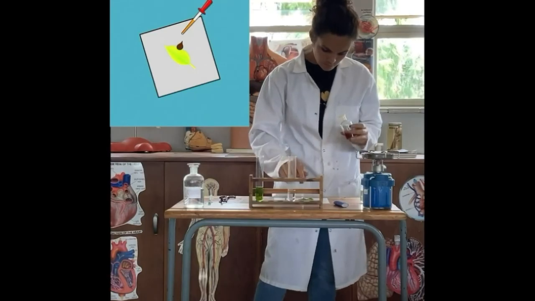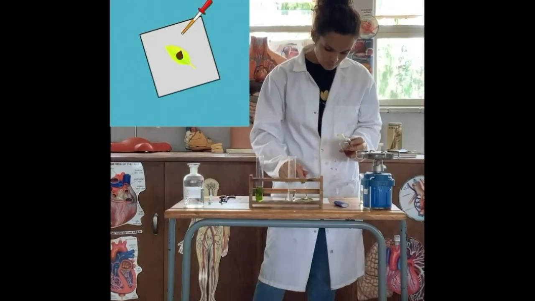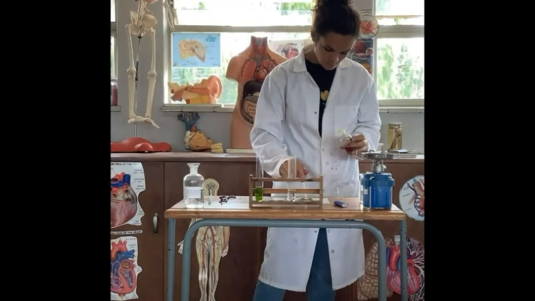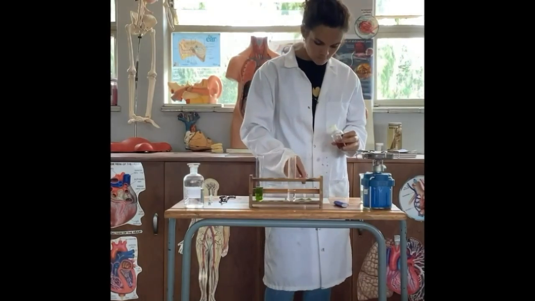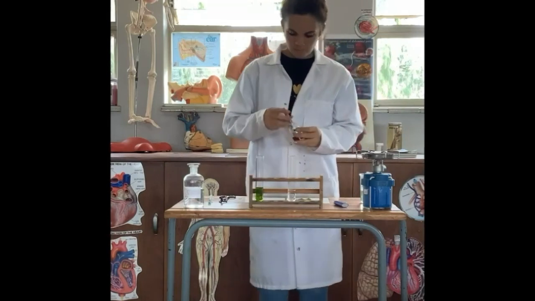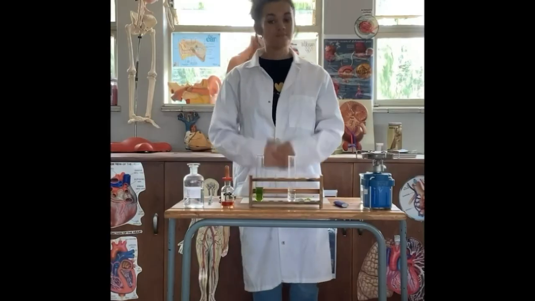If I add the iodine solution to the leaf in the cupboard, you will notice that there's no color change, and the leaf actually takes up the color of the iodine solution, which is a brownish color. So therefore, my conclusion in this experiment is that sunlight is definitely needed for photosynthesis to take place.